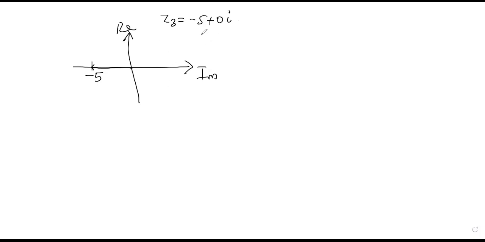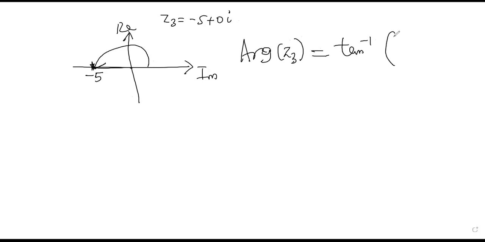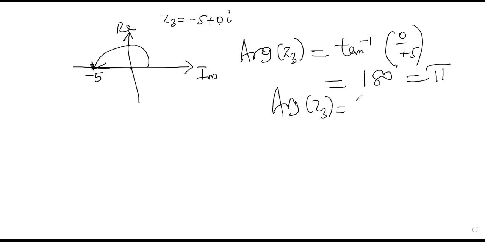Now, if this is z3, it means that if I'm to get the argument of z3, it will be the angle it makes with the positive x-axis. So, of course, this is tan inverse of y, which is 0 over 5, sorry, we consider it is positive. So we shall take tan inverse of 0, which is 180. 180 degrees is the same as pi. So the arg z3 is the same as pi. And that is it.